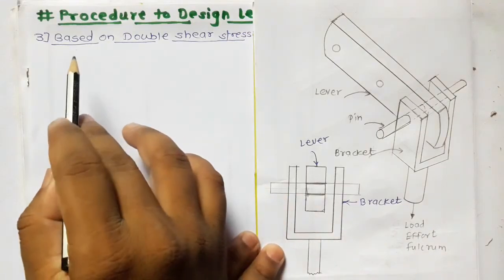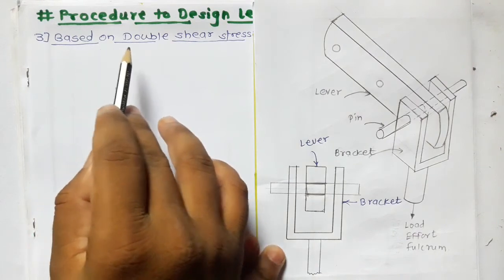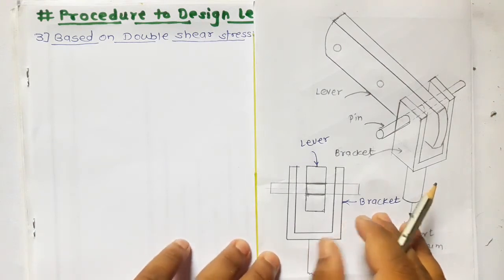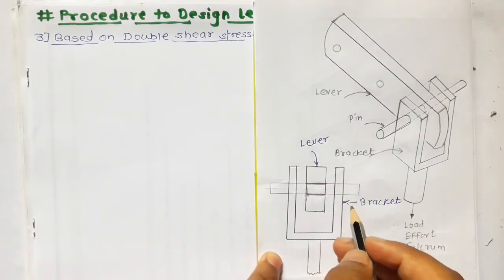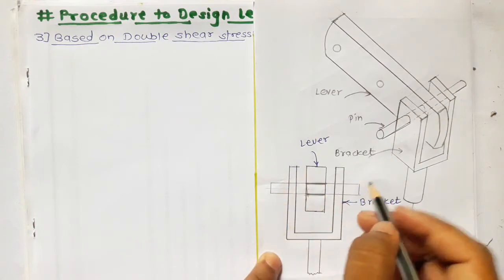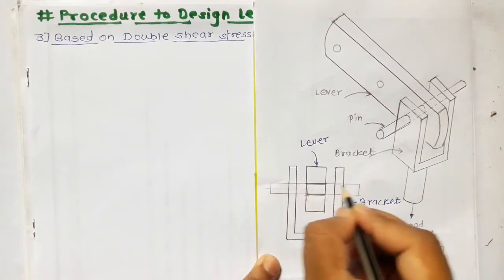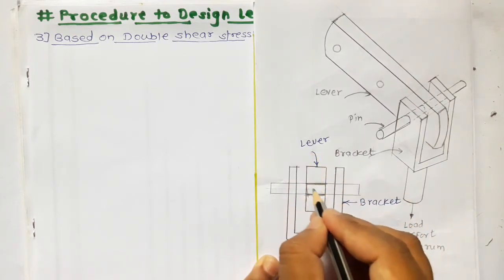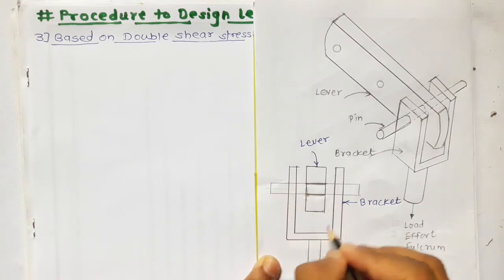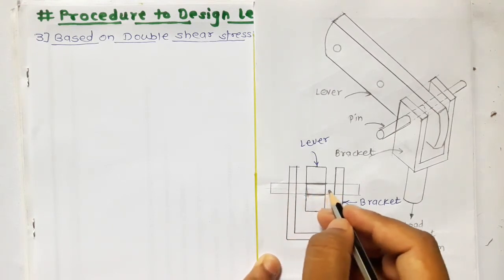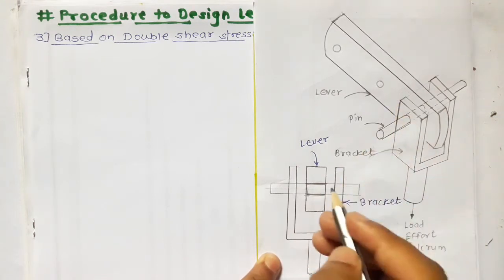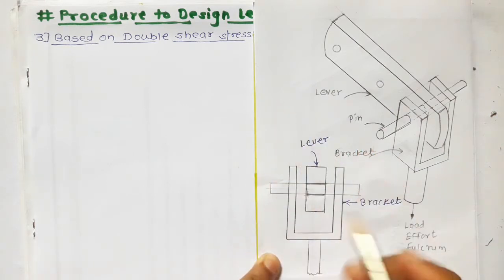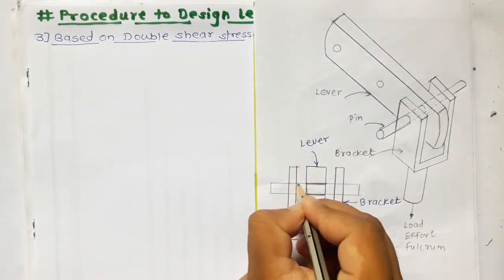Now the third criteria to find out the diameter of pin is based on double shear stress. A pin may be subjected to double shear failure. So to find the location of double shear failure in the pin, consider this side view. In this side view, this is a pin, and this is a bracket, and this is lever. This pin is inserted into the common hole of this bracket and lever. During the operation the lever oscillates, and it is subjected to forces like P, W and R, and because of these forces the pin may be subjected to shear failure in these two planes.